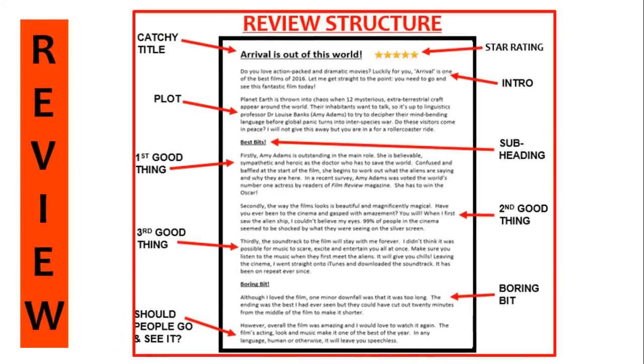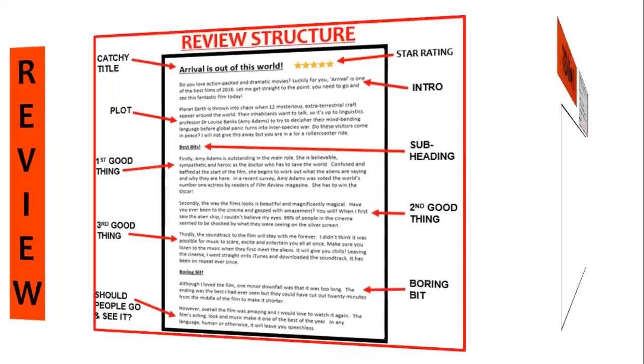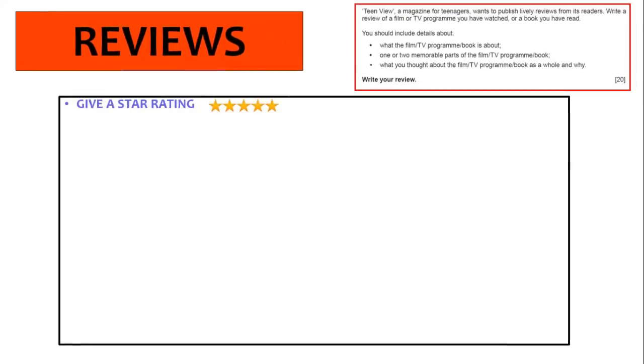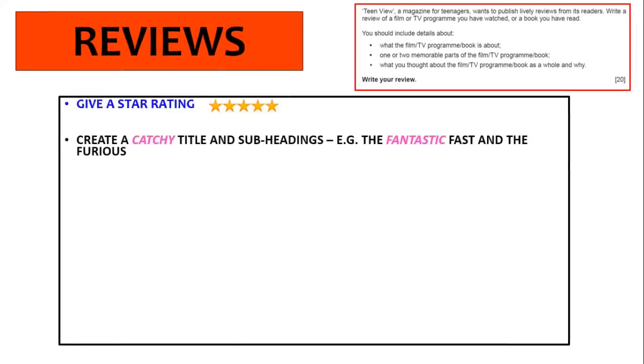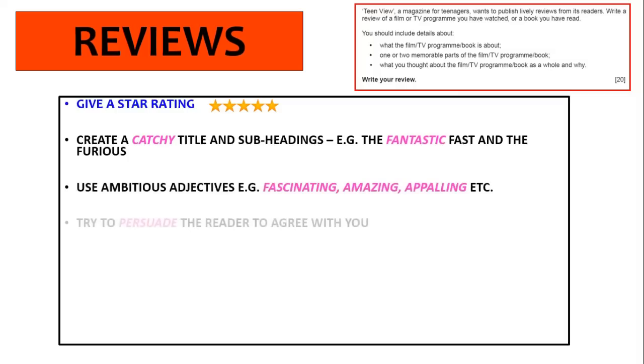A review. So a review structure, normally it'll be a film review, it might be a hotel review. So here we've got a star rating, we've got a catchy title, then we're going to talk about the plot, then a couple of good things about the film, maybe talk about one boring bit, and then give a conclusion. So things you've got to remember for a film review: give a star rating, create a catchy title and subheadings.